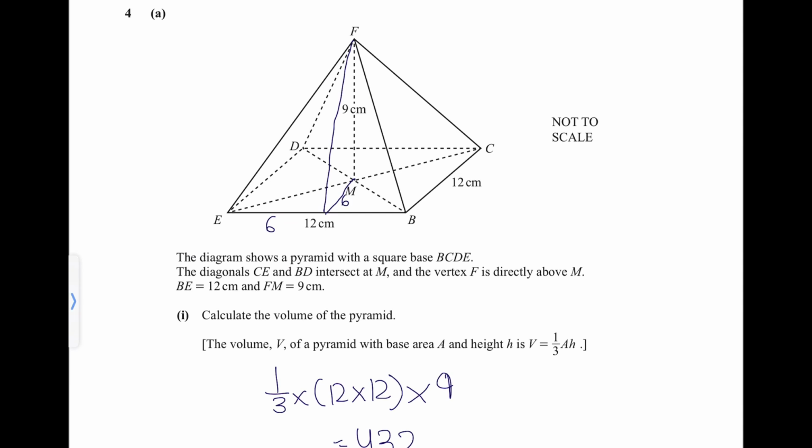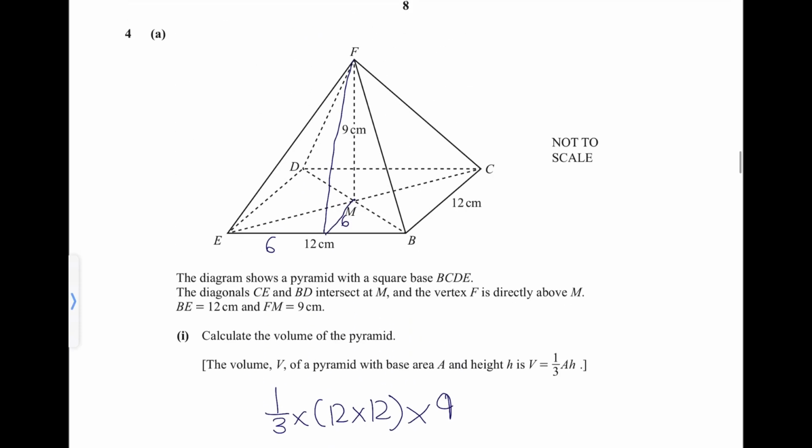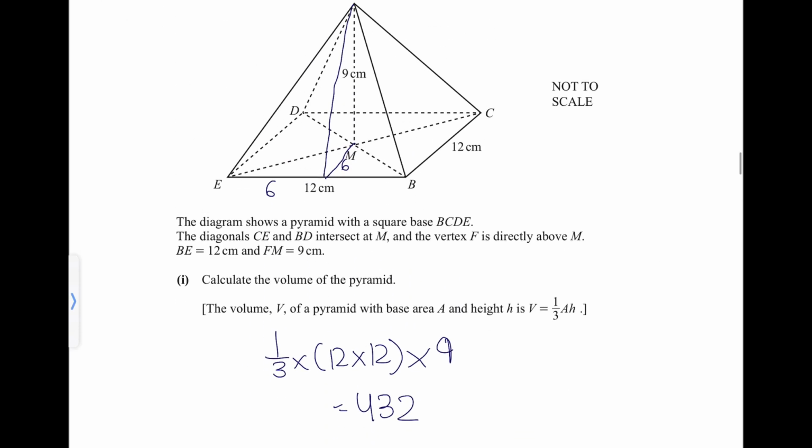So this would be 6. So what would be the height? It would be the square root of 9 squared plus 6 squared, which is 13.